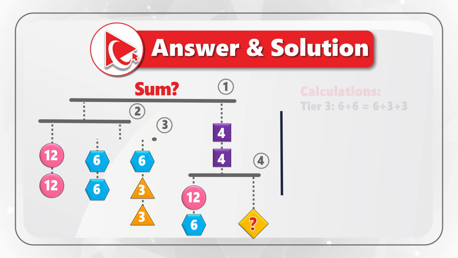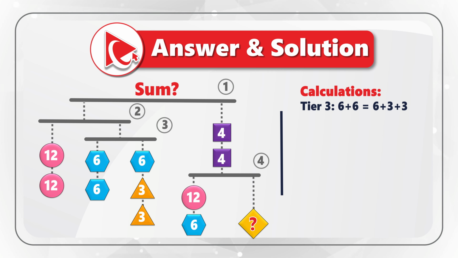Let's look closely at Tier 3 to better understand how this tier remains in balance. As I already mentioned, each tier remains in balance because the numbers are equal on both sides. So on the left of Tier 3, we have 2 hexagons with total value of 12. On the right of Tier 3, we have a hexagon, which equals number 6, plus 2 triangles, 3 plus 3.